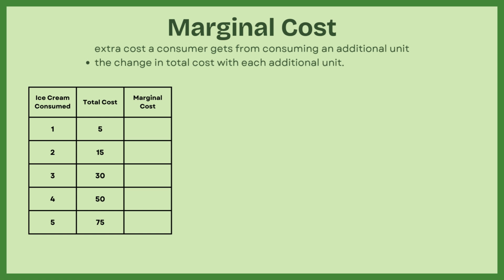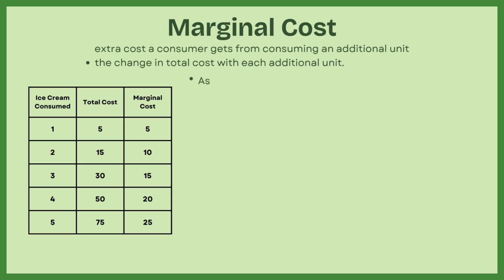additional unit. If you go from eating 0 ice creams with a total cost of 0 to 1 ice cream with a total cost of 5, that marginal cost is 5. If you eat the second ice cream, your total cost goes from 5 up to 15, and the marginal cost would be 10. The third ice cream has a marginal cost of 15. The fourth ice cream has a marginal cost of 20. And finally, the last ice cream has a marginal cost of 25.